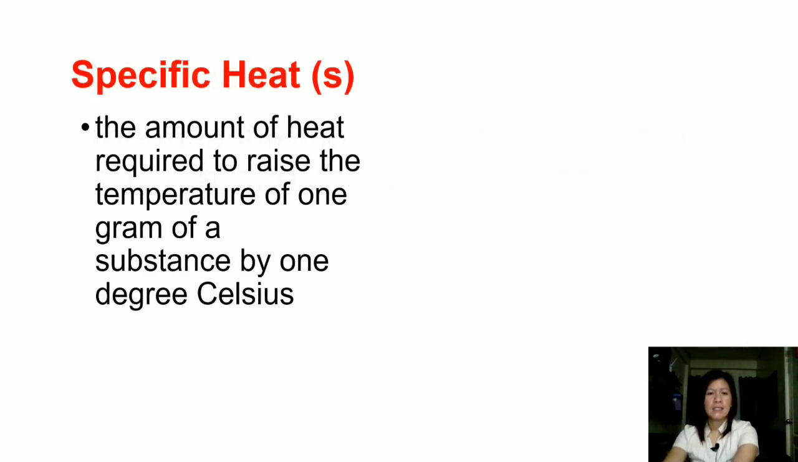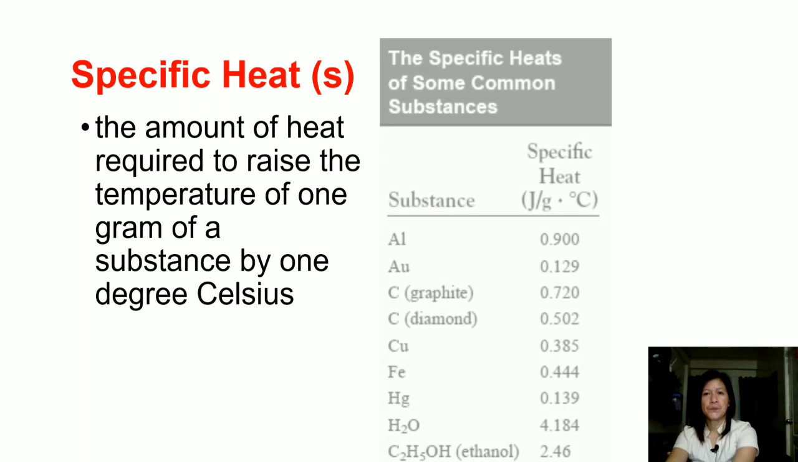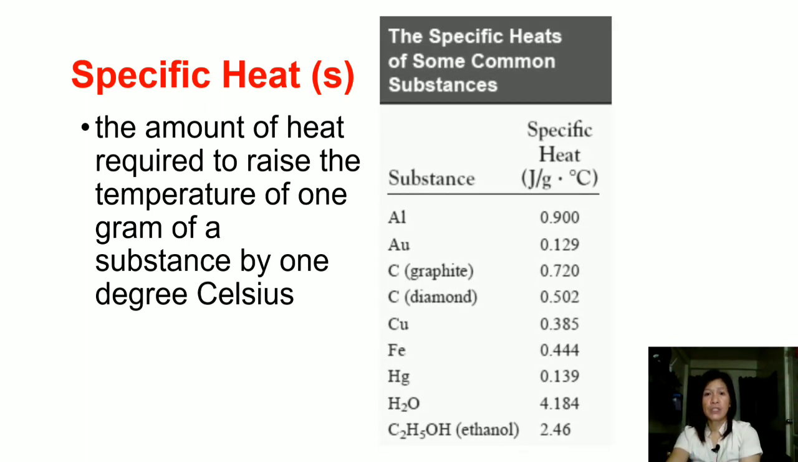Let's distinguish between specific heat and heat capacity. Specific heat is denoted by small letter s. This gives us the amount of heat required or necessary to raise the temperature of specifically 1 gram of a substance by 1 degree Celsius. So 1 gram of water, for example, requires how many joules of energy to increase its temperature by 1 degree Celsius. So that's specific heat.